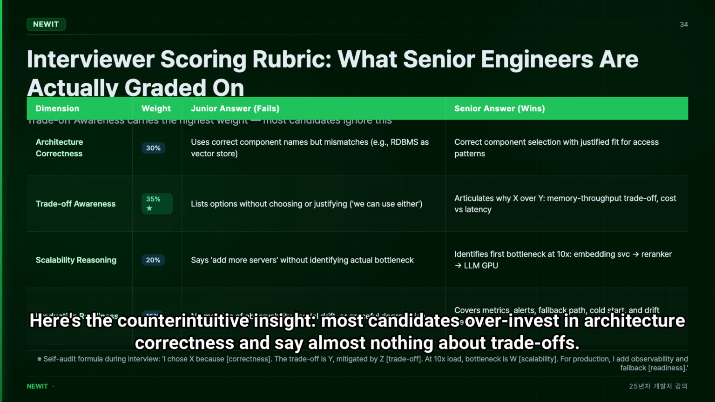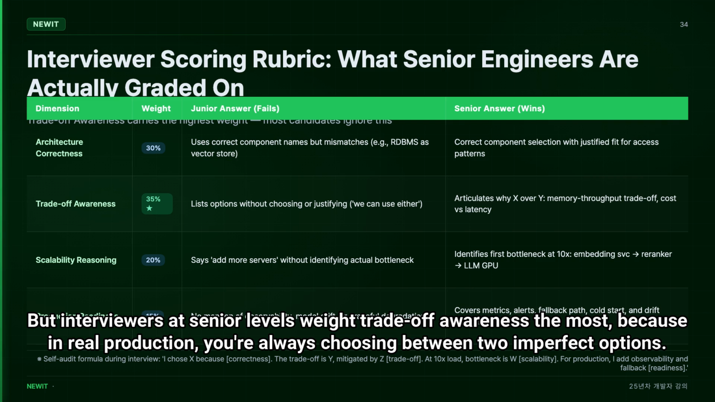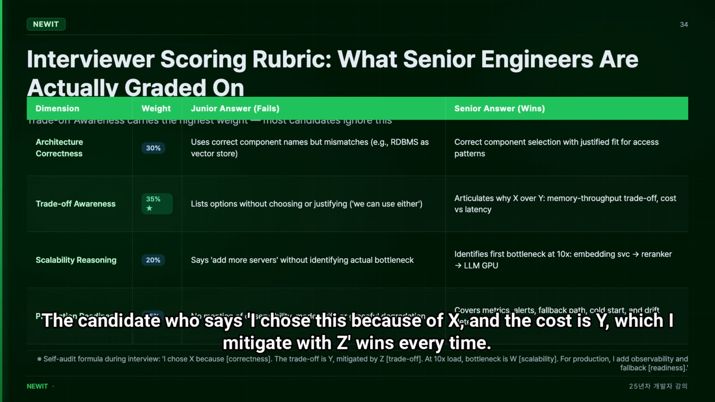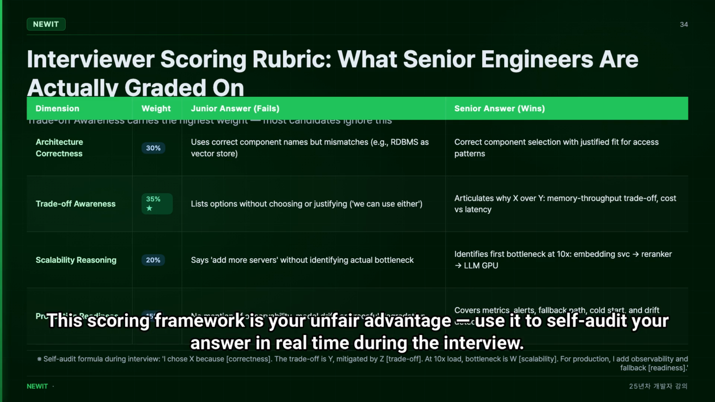Here's the counterintuitive insight. Most candidates overinvest in architecture correctness and say almost nothing about trade-offs. But interviewers at senior levels weight trade-off awareness the most, because in real production, you're always choosing between 2 imperfect options. The candidate who says I chose this because of X and the cost is Y, which I mitigate with Z wins every time. This scoring framework is your unfair advantage. Use it to self-audit your answer in real time during the interview.